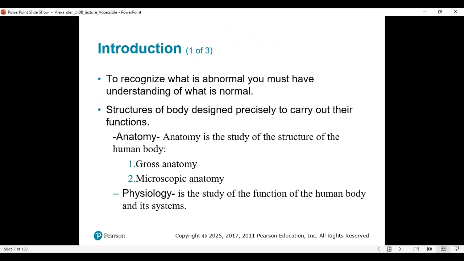In order for you to know what's abnormal, you have to know what is normal. They're going to talk about different structures of the body. We're going to start talking about anatomy, which is actually the study of the structure of the body. It's broken down into two categories: gross anatomy and microscopic anatomy. Then we're going to talk about physiology, which is the study of the function of the body and all the systems.